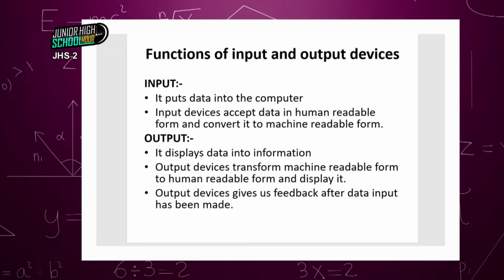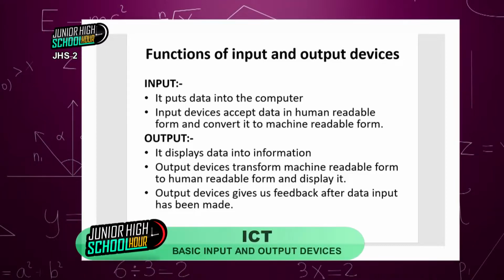An output device gives us feedback after data input has been made. As I was saying, when you are typing, immediately you type A, it displays. You type B, it displays. That's how they operate. When you input, immediately the output must give a feedback. When you click, the output must give a feedback. And the output here, I'm talking about the monitor.